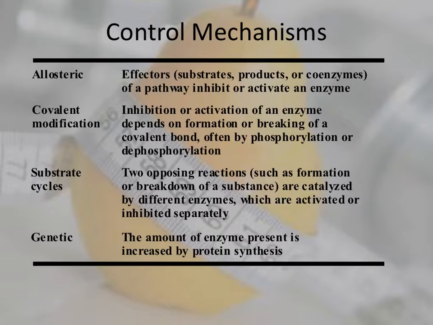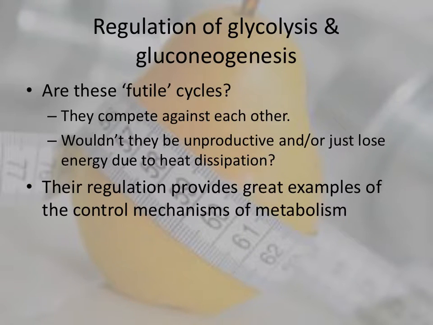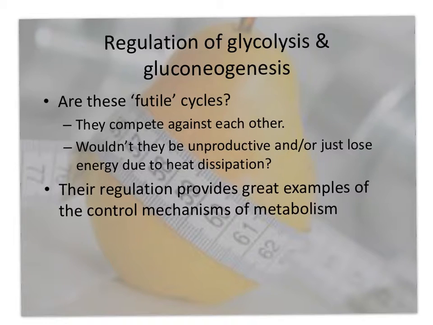Okay. So let's look at some specific examples. And like I said, we've actually covered this to an extent. Here we're going to discuss it further right now. If we think about glycolysis and gluconeogenesis, presumably they do the opposite metabolic. They're antagonistic with respect to each other. But are they futile cycles since they compete? Why wouldn't this be unproductive or just lose energy? And if you were a true physicist and you thought about this, since they give off heat, you lose the energy in the form of heat, and so therefore, why is it even productive at all?